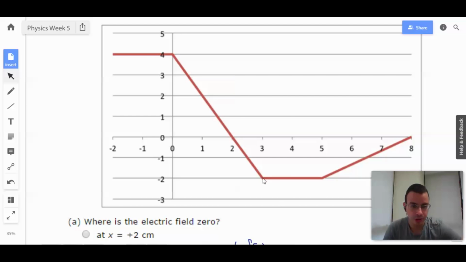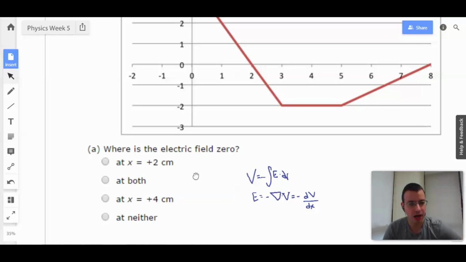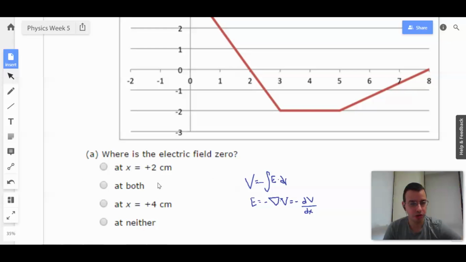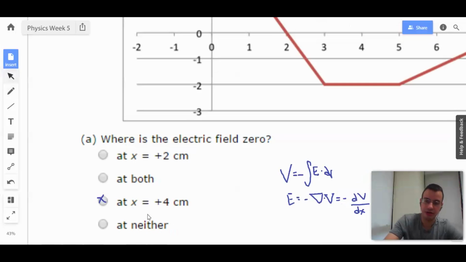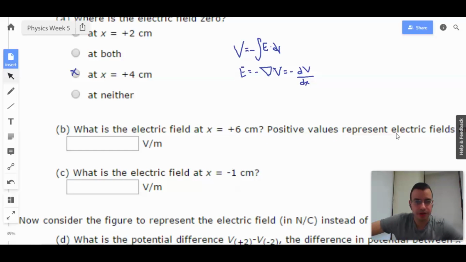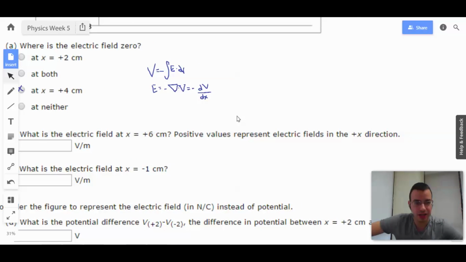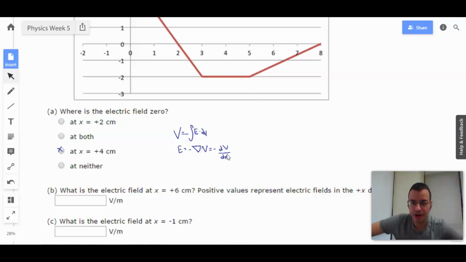So we're going to look between 3 and 5 and between negative 2 and 0. So at x equals plus 2? No, false. It's not 1, so it can't be that one. And x equals plus 4? Yes, at x equals plus 4. So this one, check. What is the electric field at x equals plus 6? Positive values represent electric fields in the x direction. So here we're going to have to find the derivative with respect to x at plus 6.